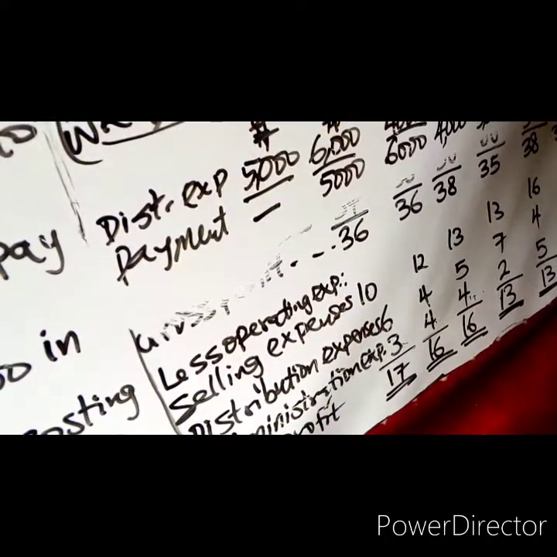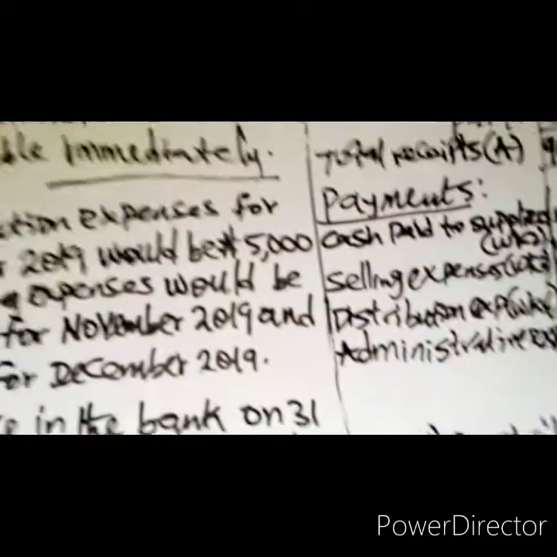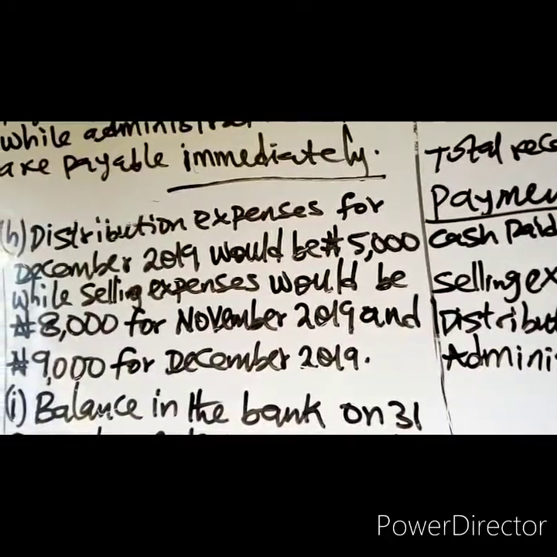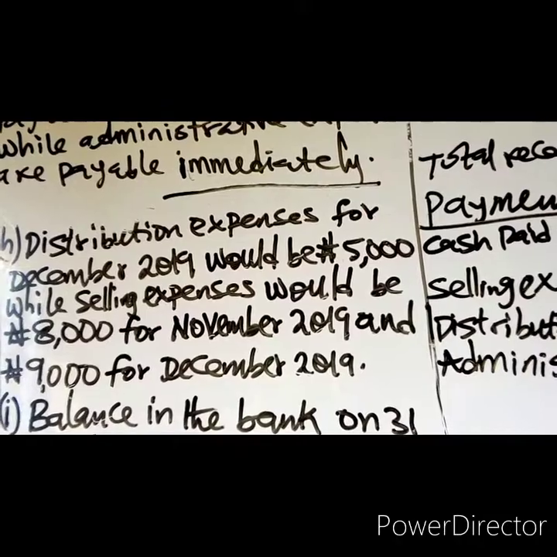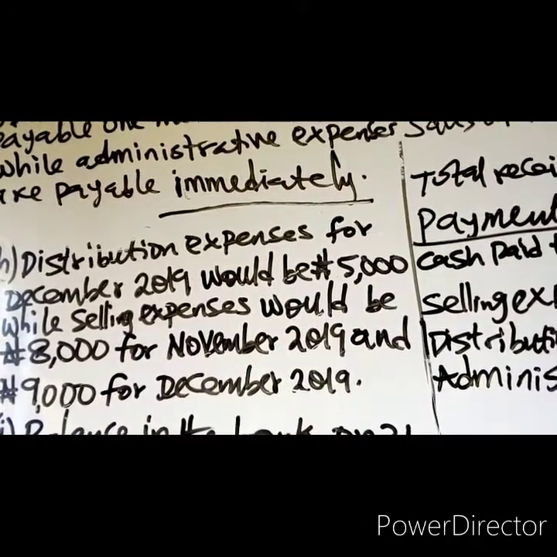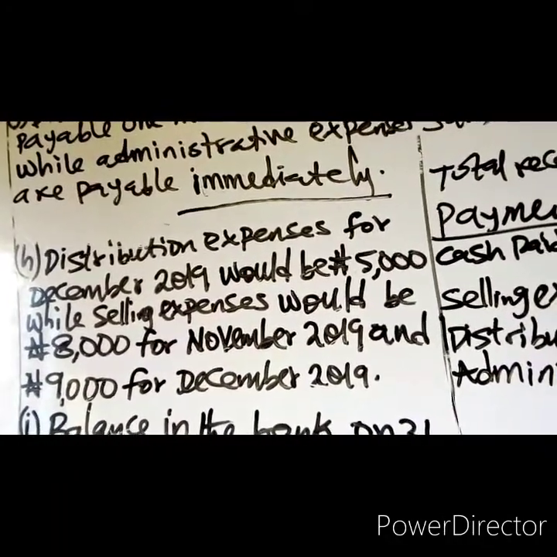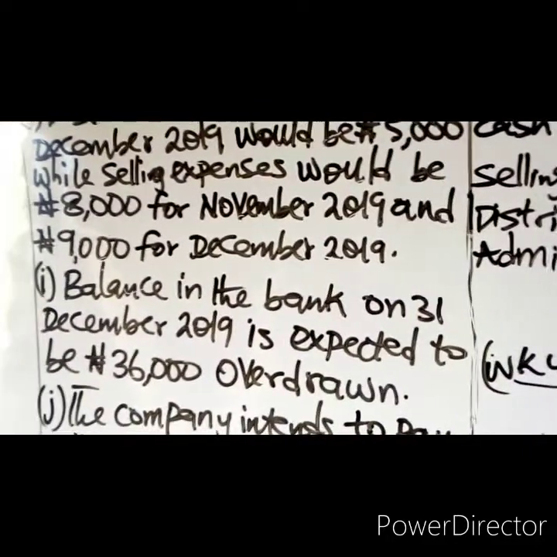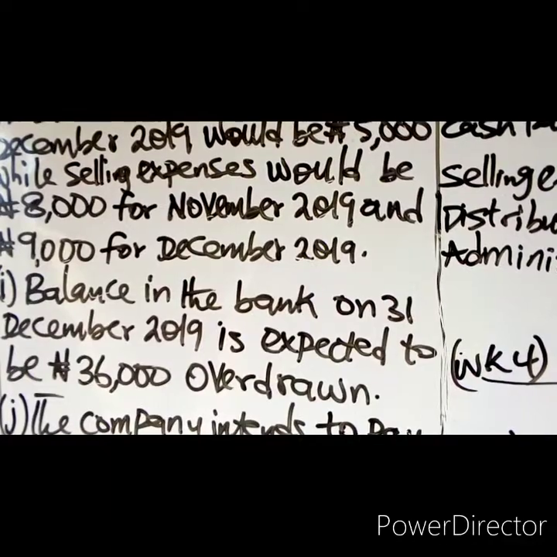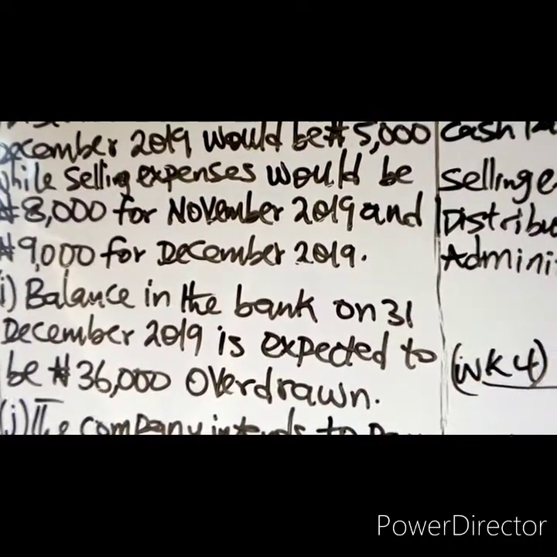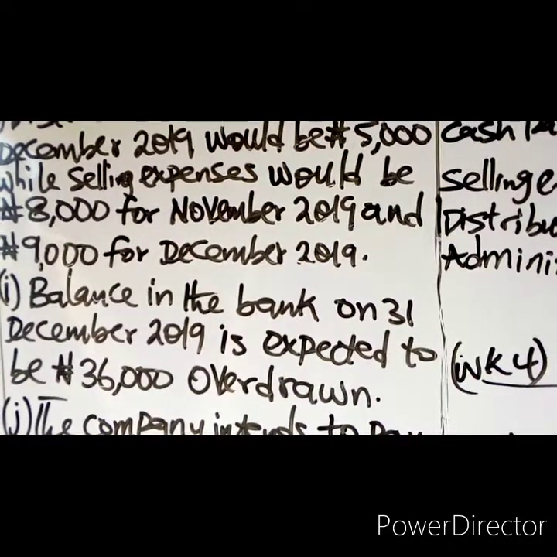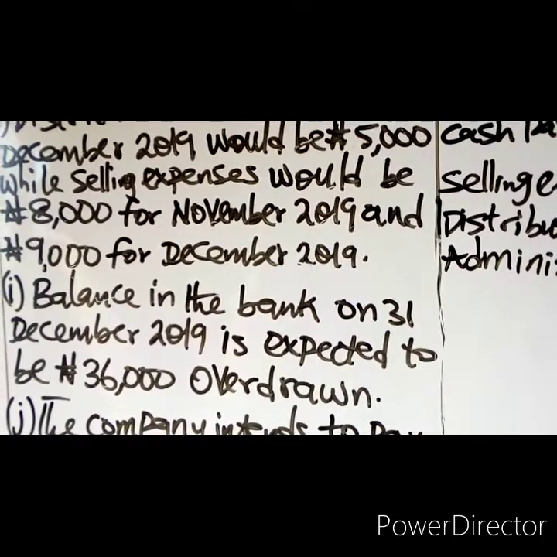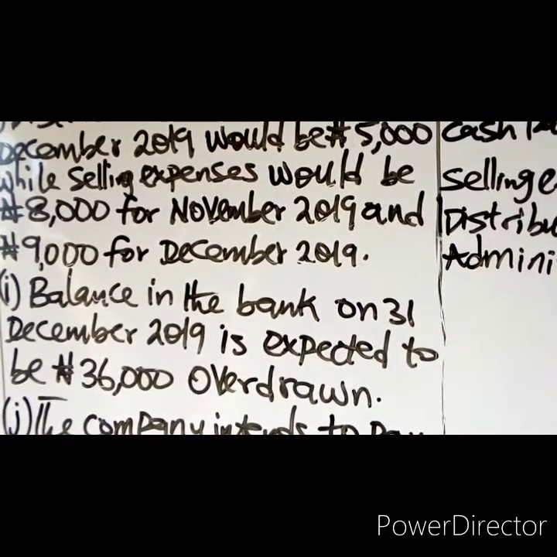Now let's go back to the note. Note H is all about distribution expenses, and that has been taken care of. Note I is balance in the bank. Balance in the bank on 31st December 2019 is given to be 36,000, and it's an overdraft balance.